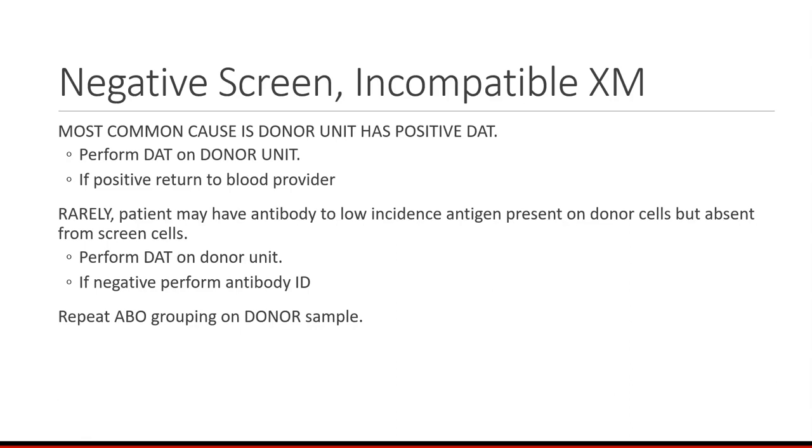What if I did an immediate spin cross match and I transfused this incompatible donor? There probably would be a reaction, but the patient wouldn't die. The cells would just have a decreased rate of survival. The last thing you may want to do if you have a negative screen and an incompatible cross-match is repeat ABO grouping on the donor sample. Now, this should have been done as part of processing coming in, but perhaps the donor unit was mislabeled.